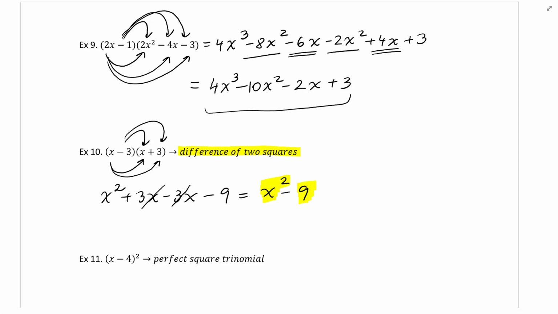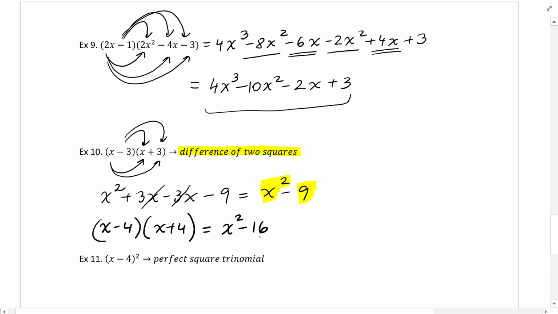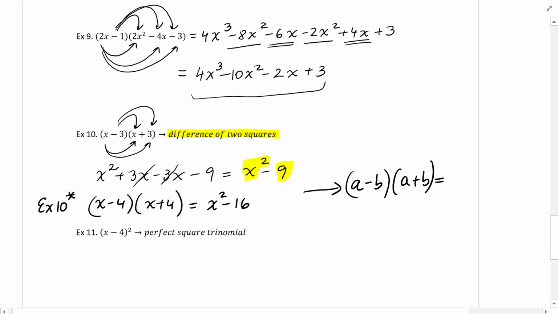So if you learn this, you can always find, for example, if I give you x minus 4 times x plus 4, you can immediately say it's x squared minus 16 because of the process of foiling, and then the middle terms get cancelled. And this, let's call it example 10 star. And from here, you might be familiar with the formula a minus b times a plus b is equal to a squared minus b squared, the difference of 2 squares.